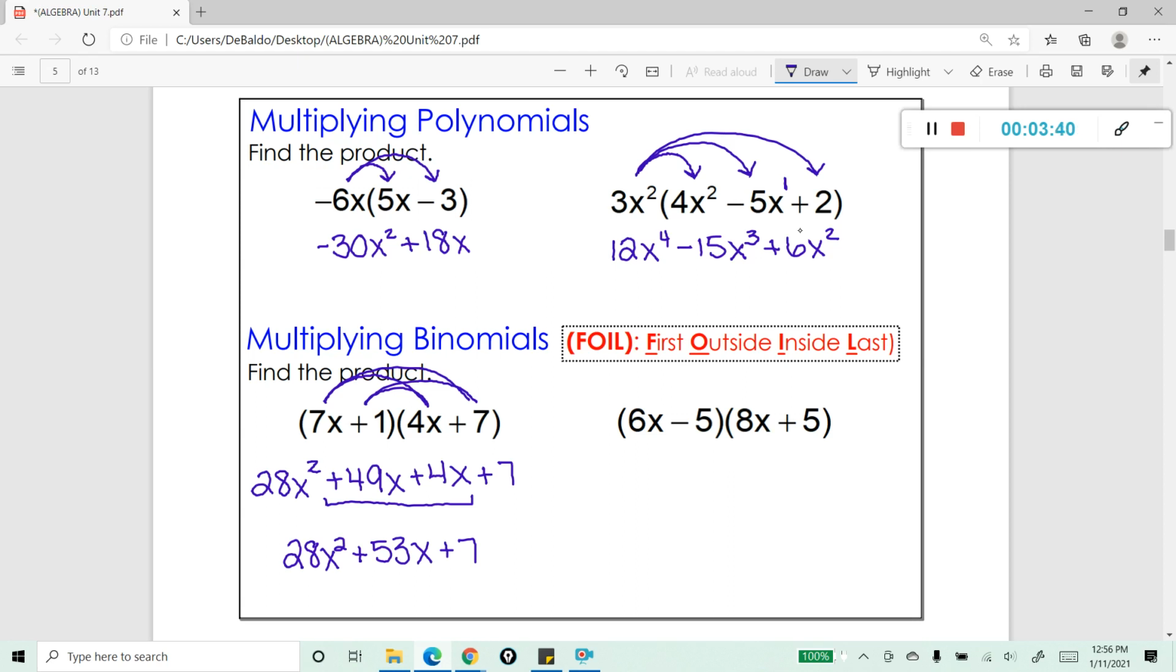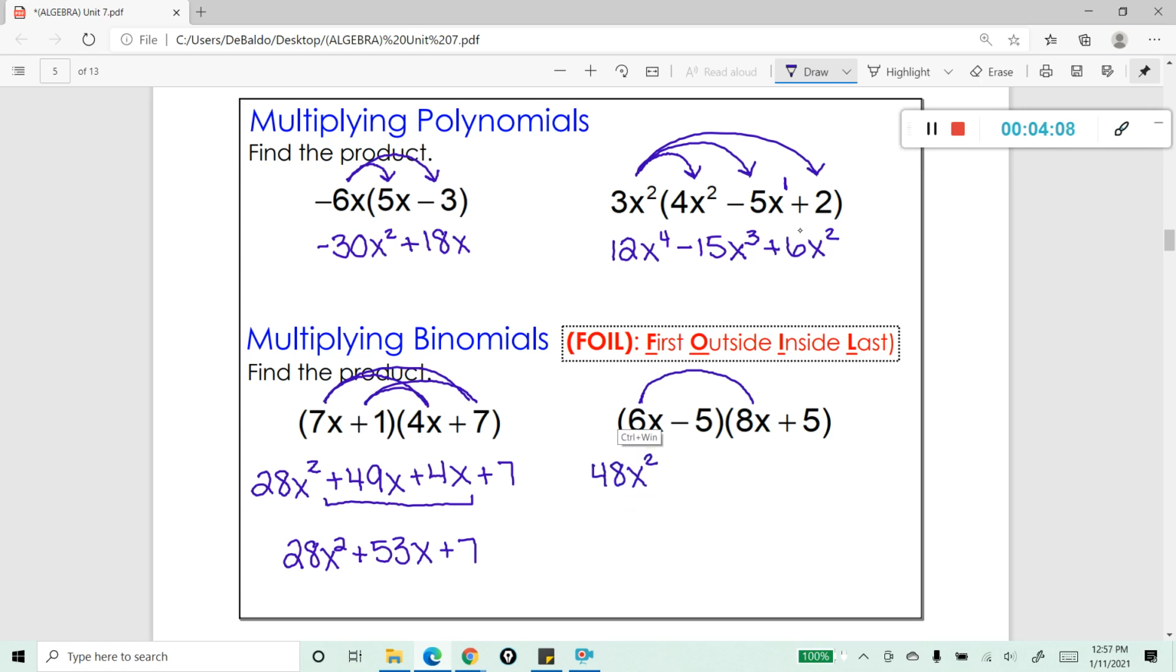Let's try another one. We see that we have two binomials, so that means that we can use the foiling method. I'm going to start with the first two terms. So 6x times 8x. And by the way, you don't need to write these little loops in. These are just kind of there for a visual for you. So 6x times 8x is going to give us 48x squared. So I'm going to go ahead and write that down.